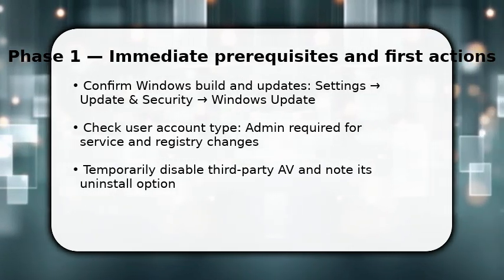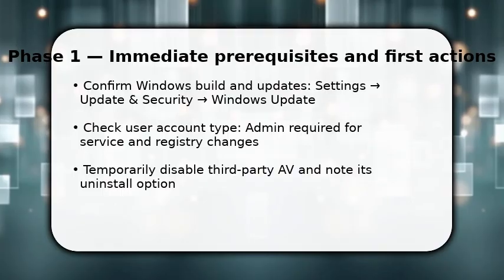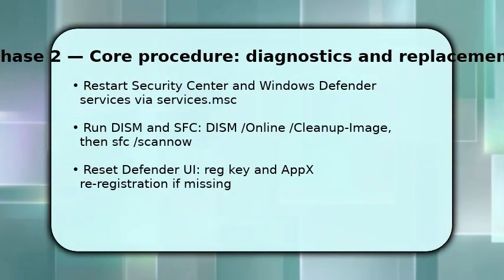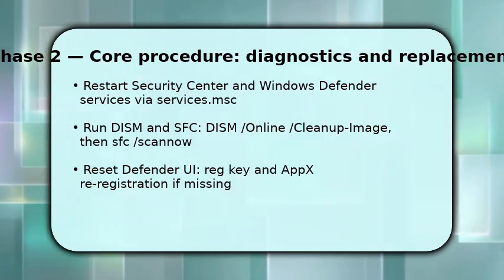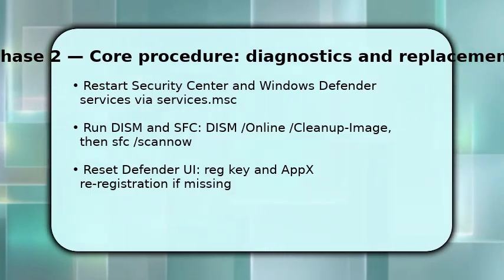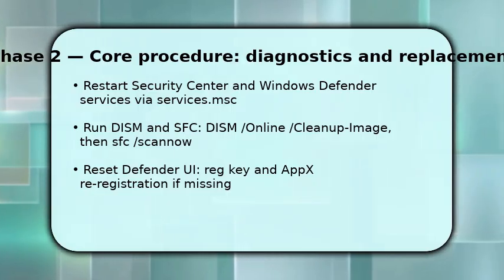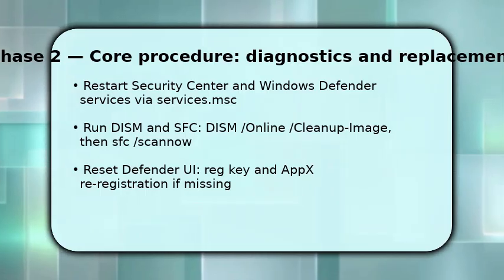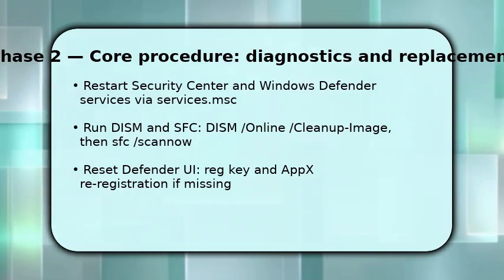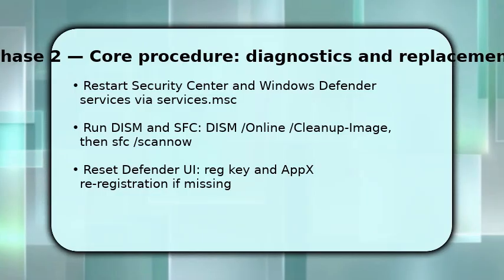Now you repair core services and files. Open Services and restart Security Center and Windows Defender Antivirus Service. This often restores the UI. If that fails, run dism /online /cleanup-image /restorehealth, then sfc /scannow to repair system files. These commands fix corrupted components that render the console blank.